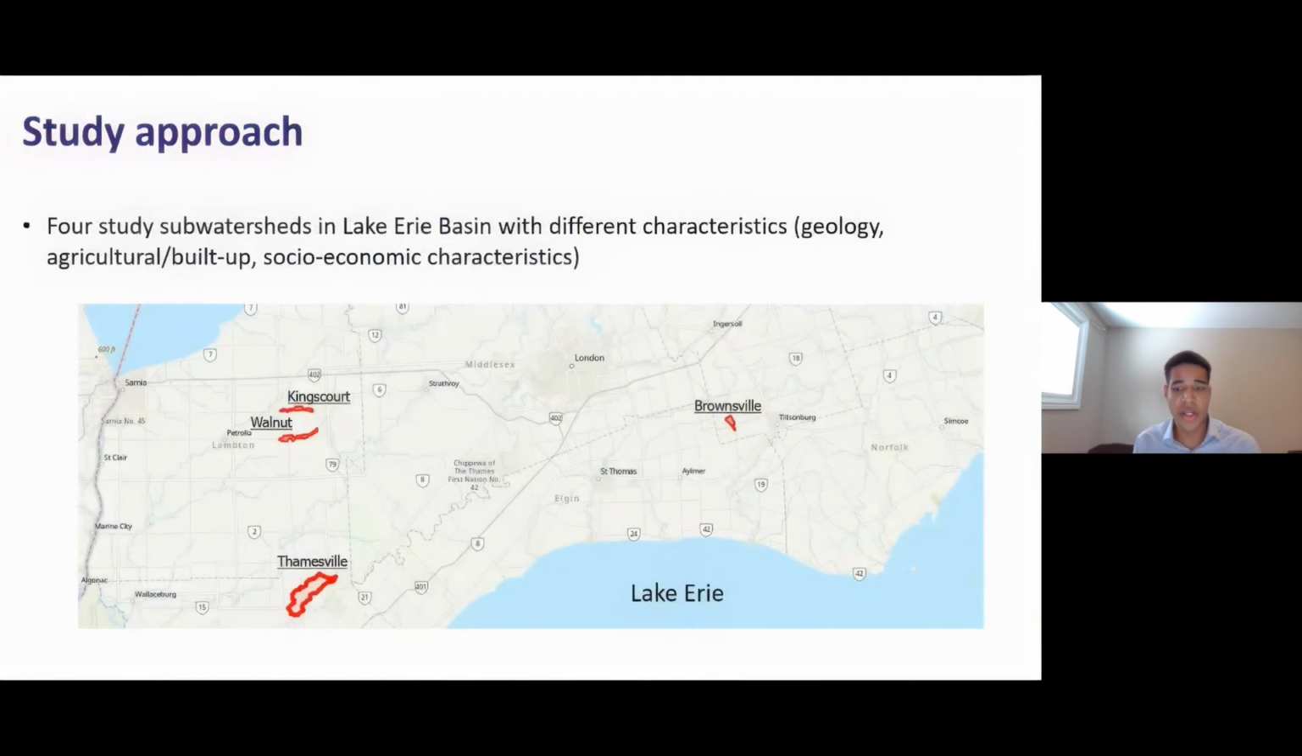So these objectives are carried out in 4 different study subwatersheds within the Lake Erie Basin area. And each watershed has different geologies, household densities, and also different socioeconomic characteristics. And these parameters are looked at just to see if they have an impact on the amount of septic failure that is occurring or the amount of wastewater that is reaching the stream.